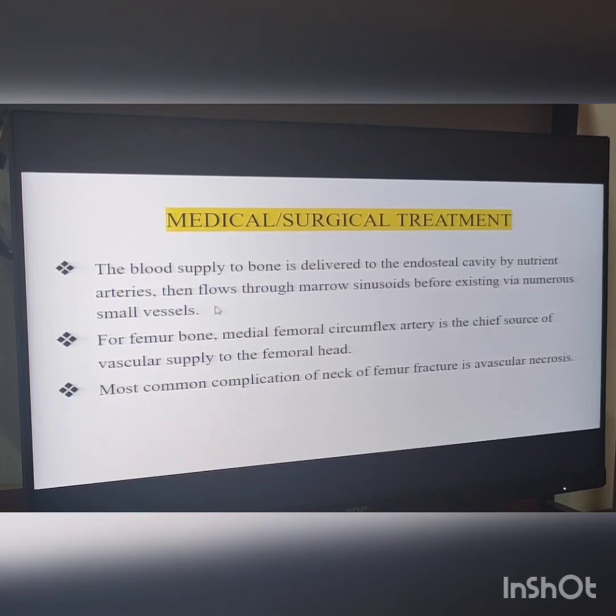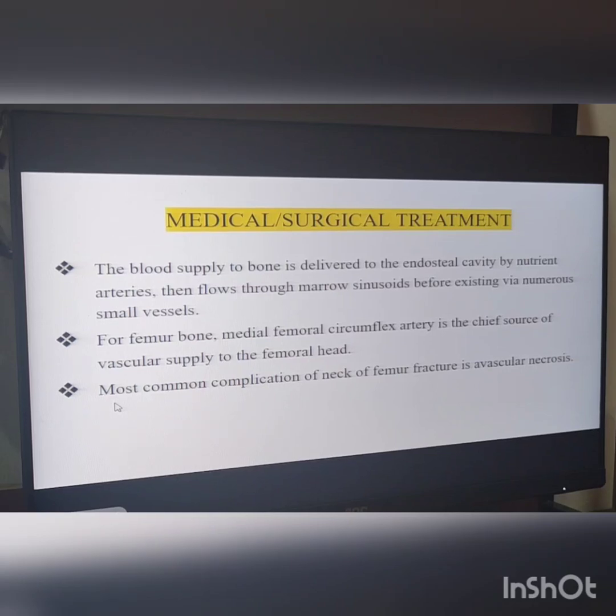So for your kind information, the medical and surgical treatment. What is the blood supply to the neck of femur or the hip joint? Okay, blood supply to bone is delivered to the endosteal cavity by nutrient arteries, then flows through marrow sinusoids before exiting via numerous small vessels. For the femur bone, the medial femoral circumflex artery is the chief source of vascular supply to the femoral head. So you can understand, it's a very clear sentence.